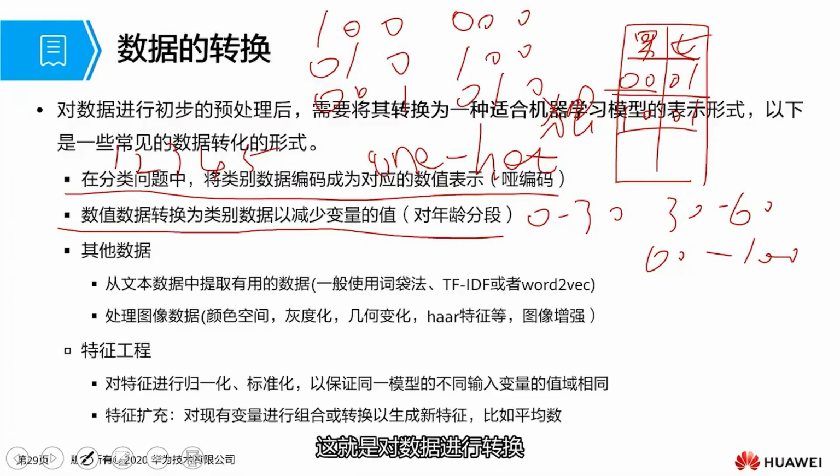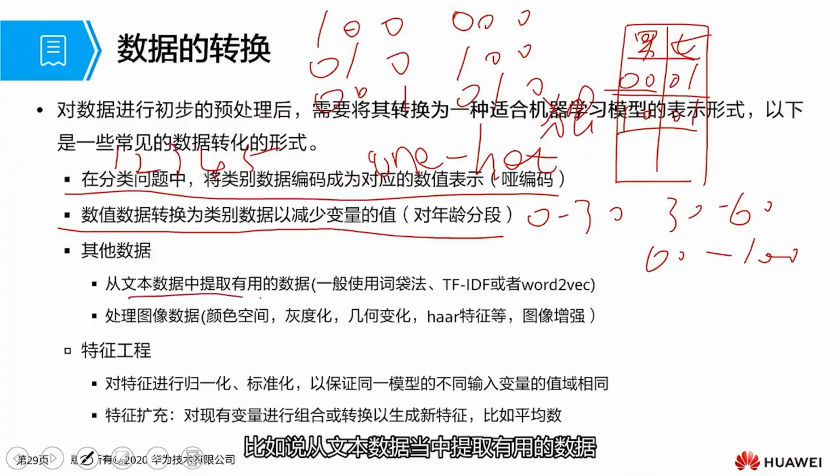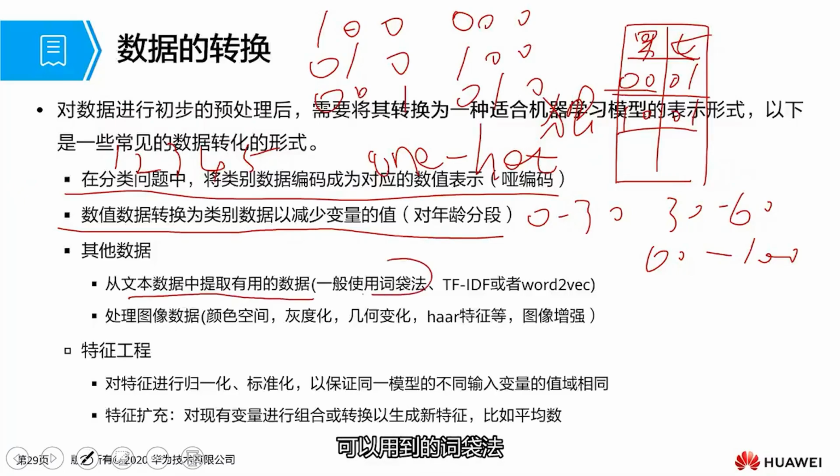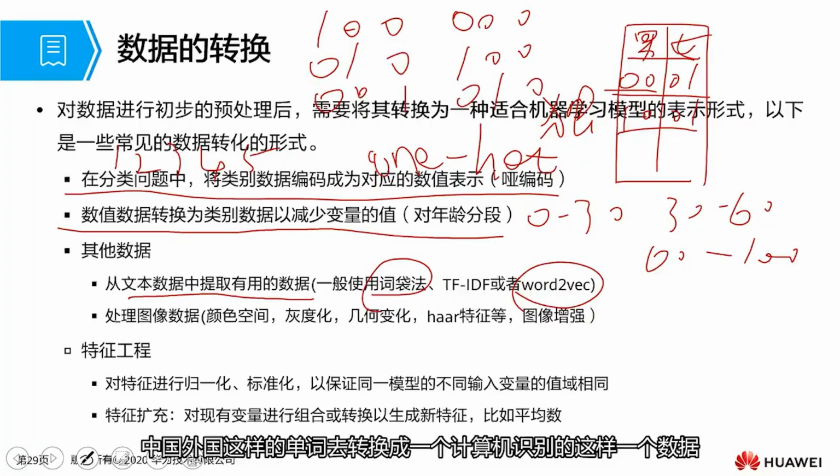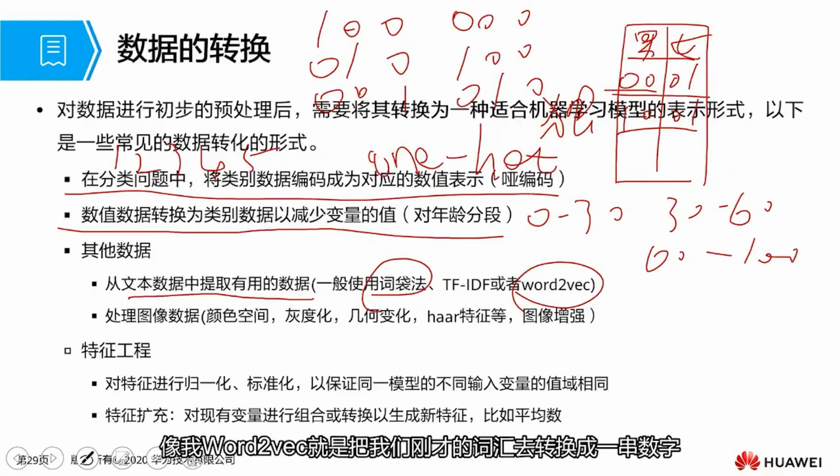It's just converting the vocabulary we just used into a series of numbers. Replace our original data with this string of numbers. So when processing image data, various features are formed, such as color features and higher-level features. This converts the original pixels into other features. At this point, this introduces the concept of feature engineering.